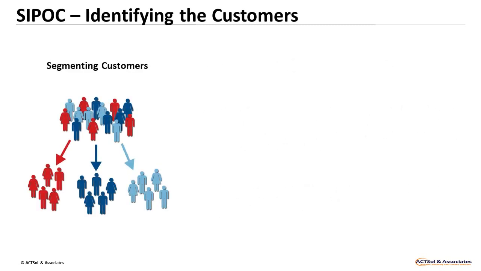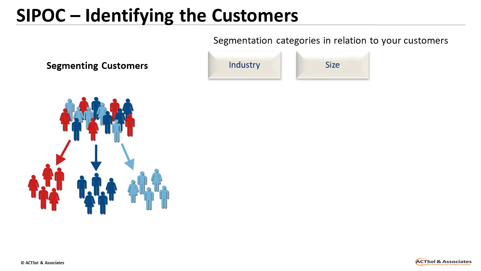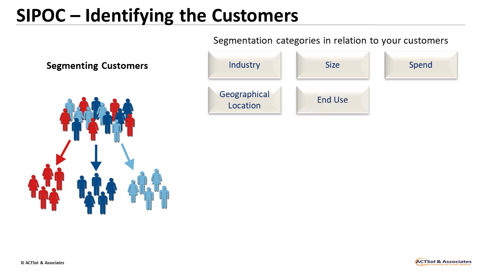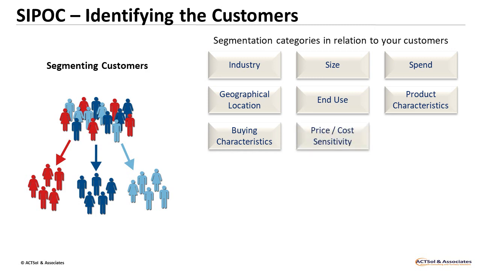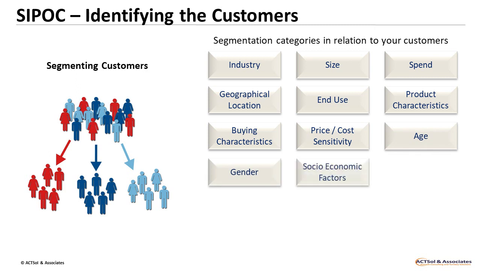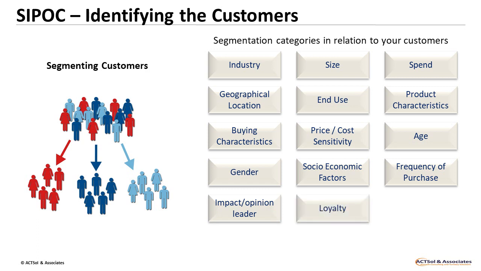Continuing our learning on segmenting customers. Consider the following segmentation categories in relation to your customers: industry, size, spend, geographical location, end use, product characteristics, buying characteristics, price or cost sensitivity, age, gender, socio-economic factors, frequency of purchase or use, impact or opinion leader, loyalty, and channel.